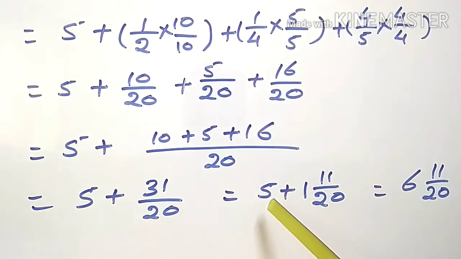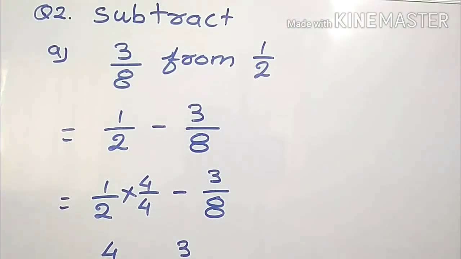And add the whole number part. 5 plus 1 is 6. 6 whole number 11 by 20. This is the answer. Question 2.